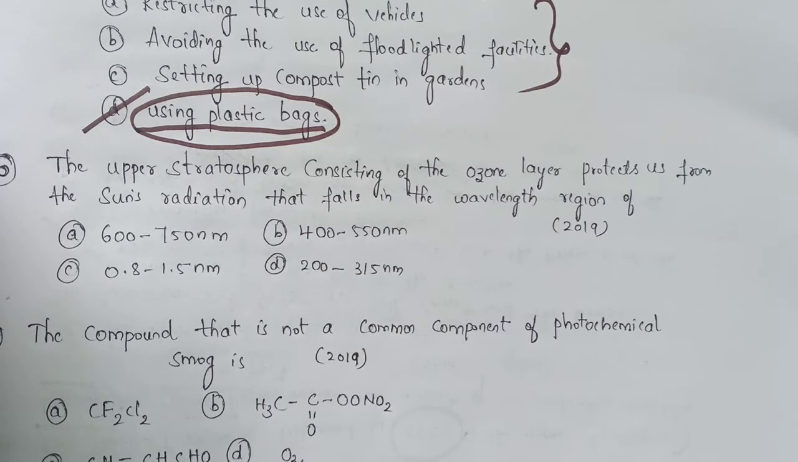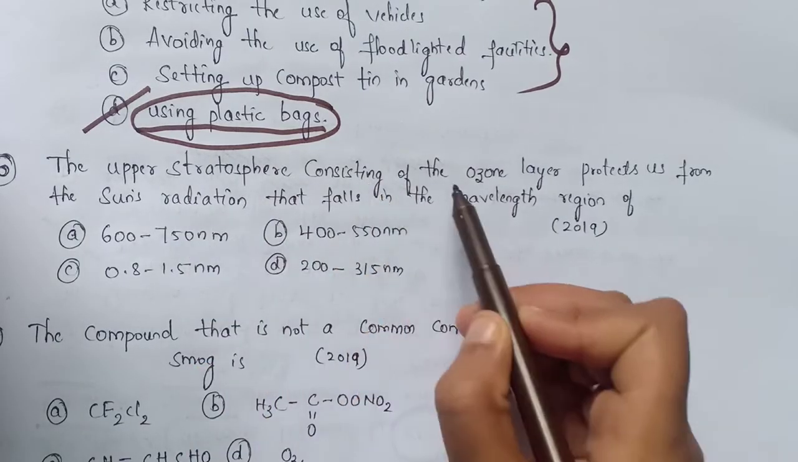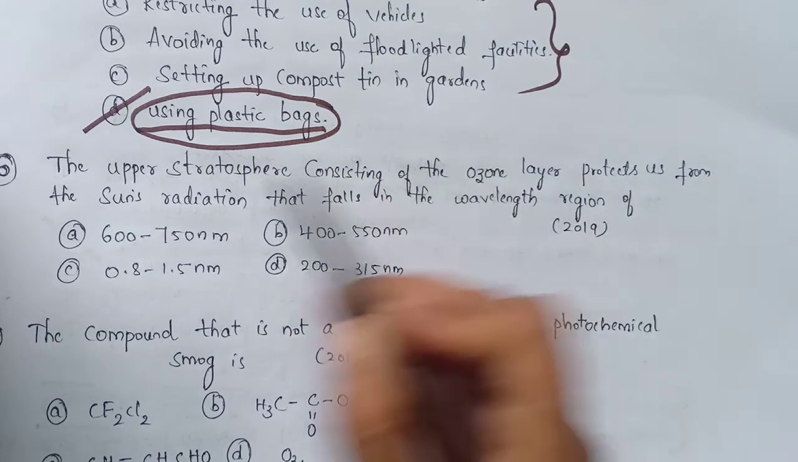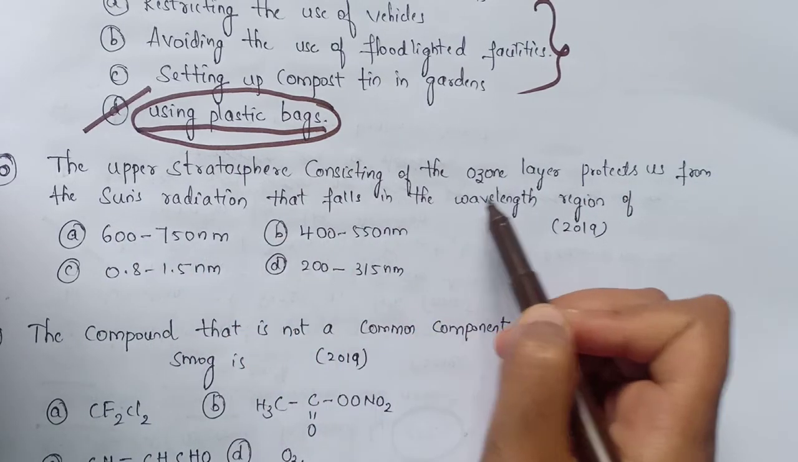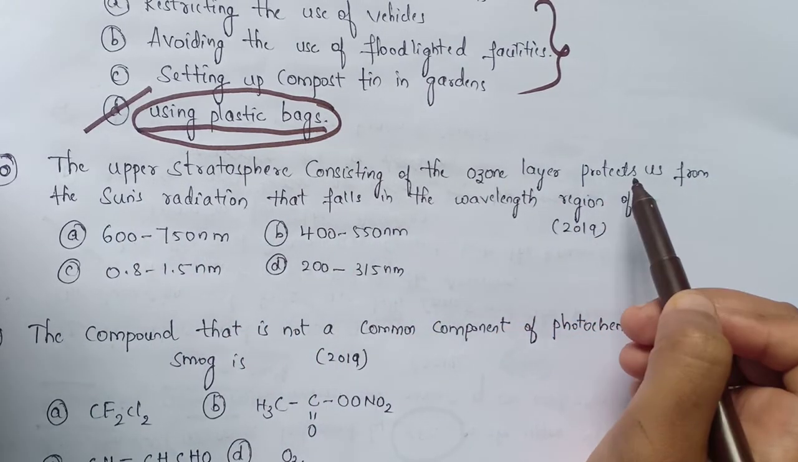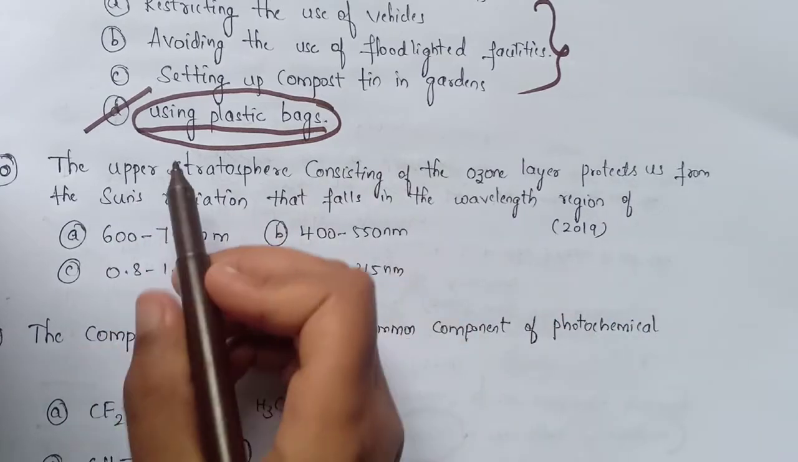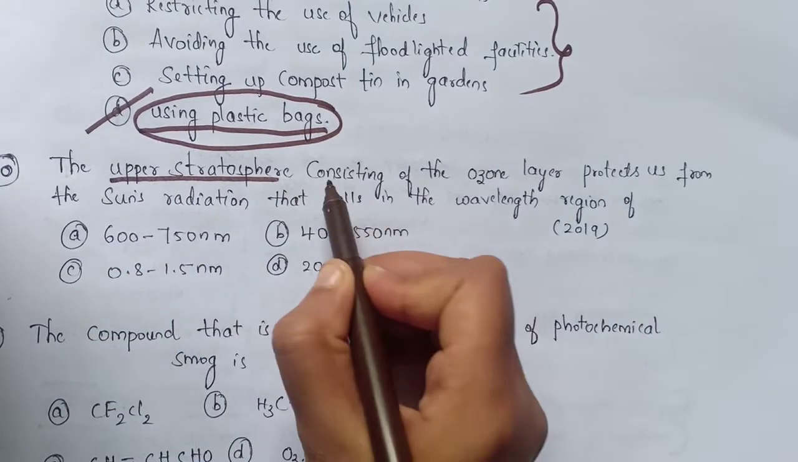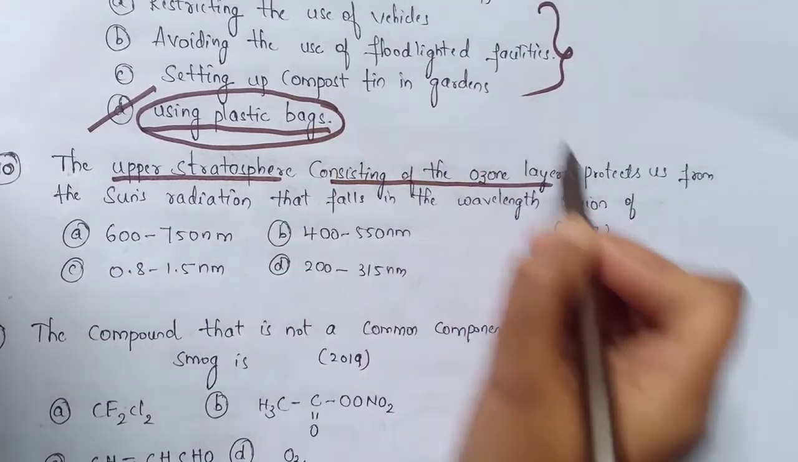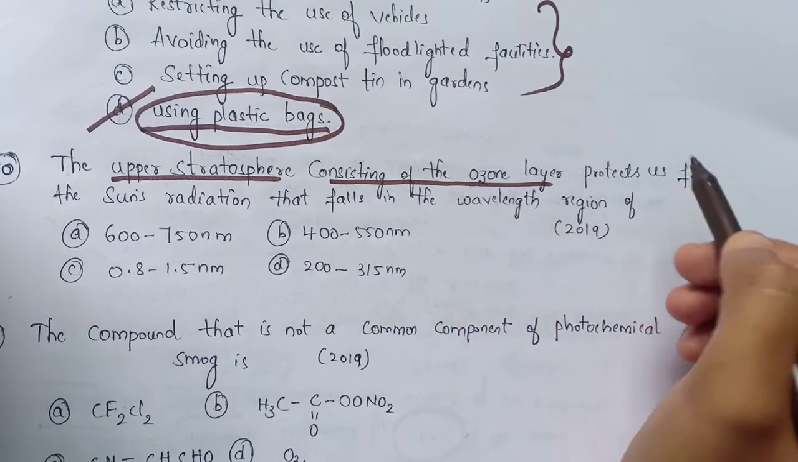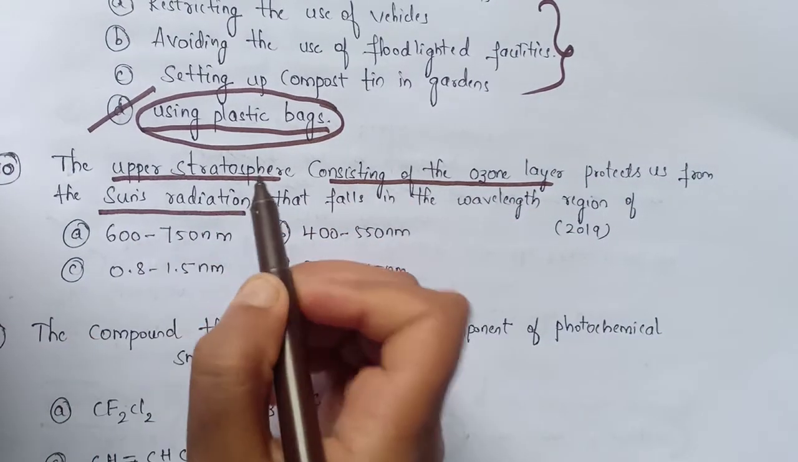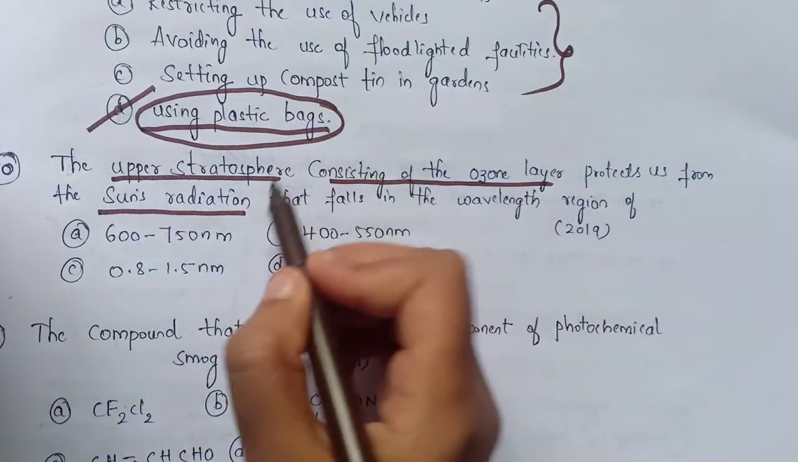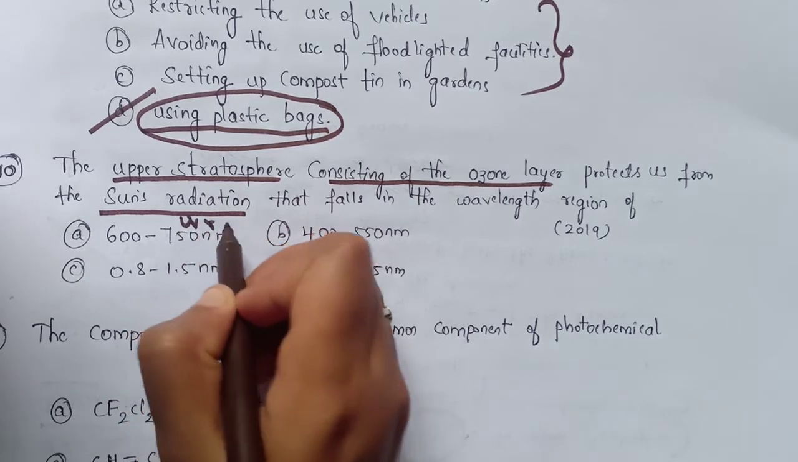Now the 10th question is, the upper stratosphere consisting of ozone layer protects us from the sun's radiation that falls in the wavelength region of. They are asking about the upper stratosphere consisting of ozone layer. We already know that this ozone layer protects us from the sun's radiation. The sun emits UV radiation. We already know that it is UV radiation.